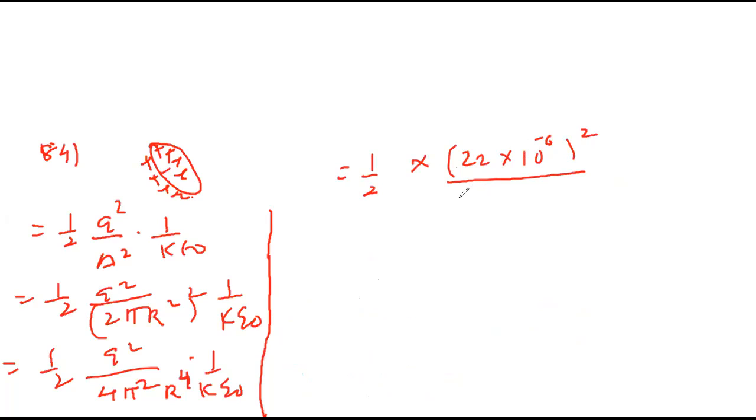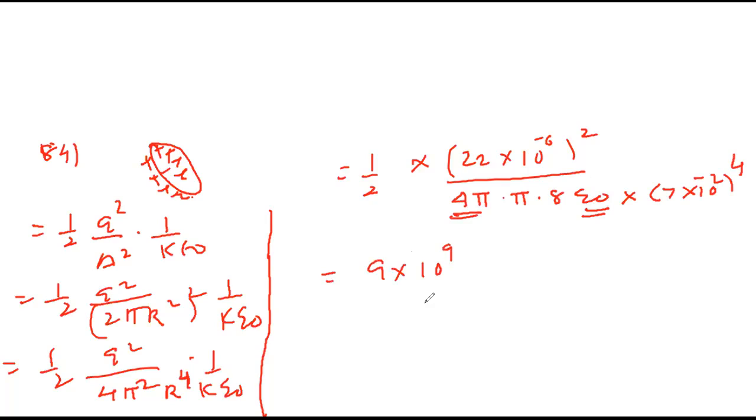Yes, sir. 5 into K is 8 epsilon naught into R, 7 into 10 raised to minus 2, raised to 4. What is 1 upon 4 pi epsilon naught? 9 into 10 raised to 9. Correct. So our 4 pi epsilon naught is gone.